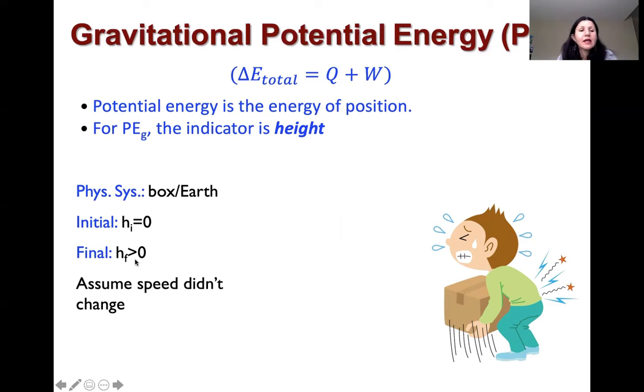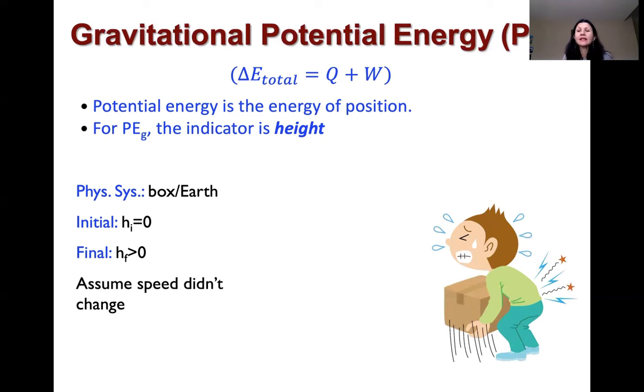All right, so let's look at this interval where initially, let's just define the initial height of the box at 0. We will talk in more detail later about the exact meaning of height, but for now, let's just assume that it doesn't matter where we define it to be 0, which turns out to be true. So let's just say that initially it's at the floor at the height of 0, and then you lift it to some final height, which is not 0. And then you assume that in this interval, the speed doesn't change. So initially it's stationary, you lift it. The final state is you're holding it at a bigger height, it's also stationary.